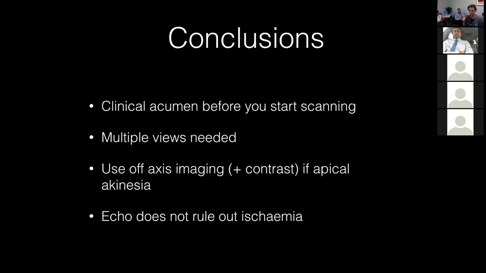So don't forget to look for the papillary muscle ruptures, the VSDs. If you've got someone with acute ischemia or cold hands, with sluggish blood flow and apical akinesis, don't forget to go off axis looking for the thrombus. So you're going to need multiple views to assess each of the segments. I use the 16 segment model, as I said, and try to have a look at each segment at least twice. Apical akinesia, we mentioned multiple times, use off-axis imaging and contrast. And I guess also don't forget about subcostal imaging for off-axis imaging.